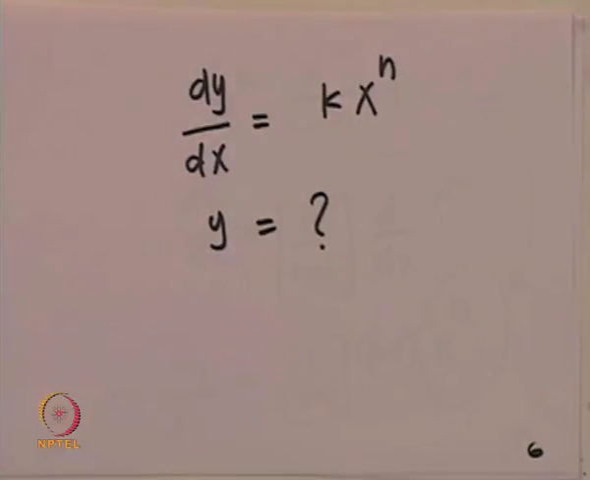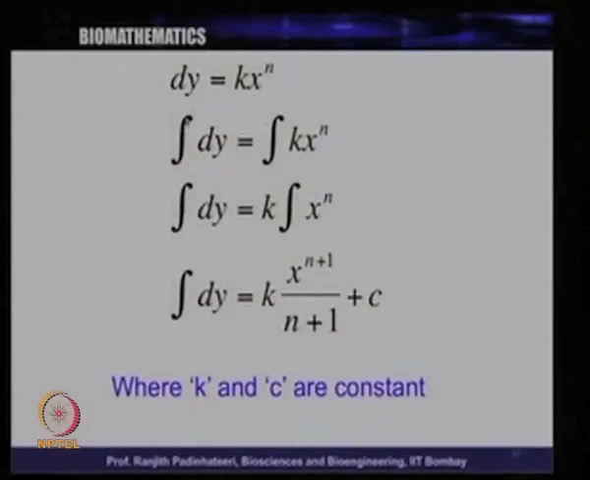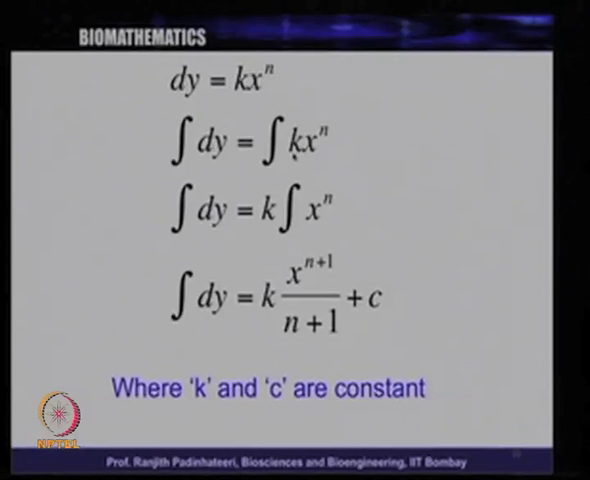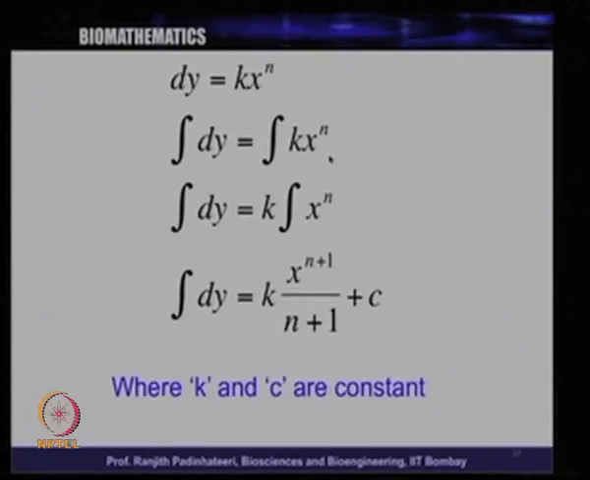That is a question. So, to get y, you have to integrate. dy is k x power n. Since k is a constant which is independent of x, you can take this k out and write k integral x power n, and you have to have a dx here. So, let me write it here clearly.